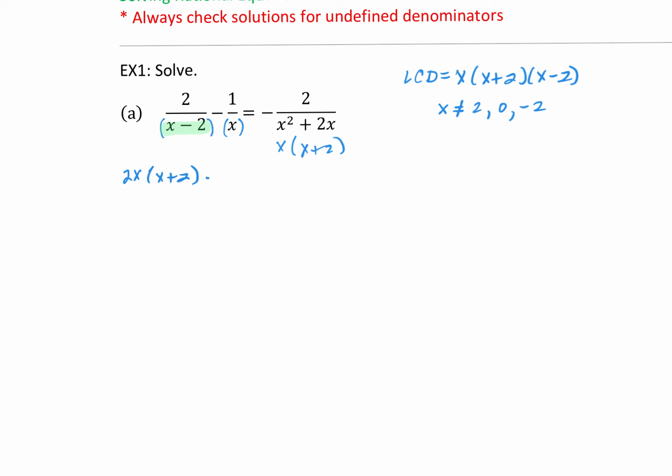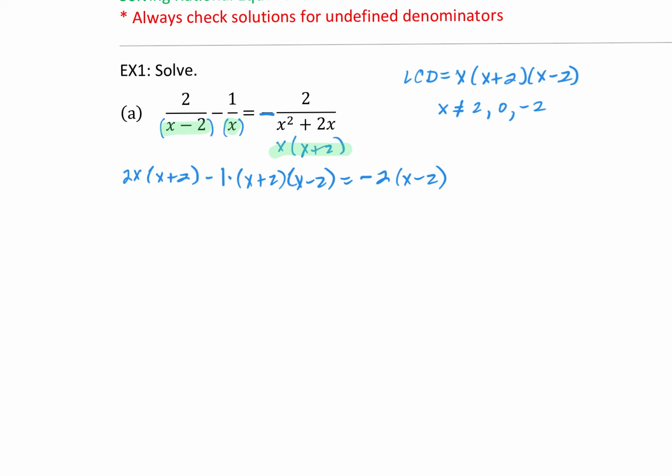And then I have a minus 1 over x. Looking at the denominator x, what's missing from the LCD is the x plus 2, x minus 2. So that's what I'm going to multiply the 1 by, x plus 2, x minus 2. Equal to, now don't forget there's a negative here in front of this fraction bar, so I'm going to move that up and write this as negative 2. Looking at that denominator, in the factored form, the x plus 2, what's missing is x minus 2.